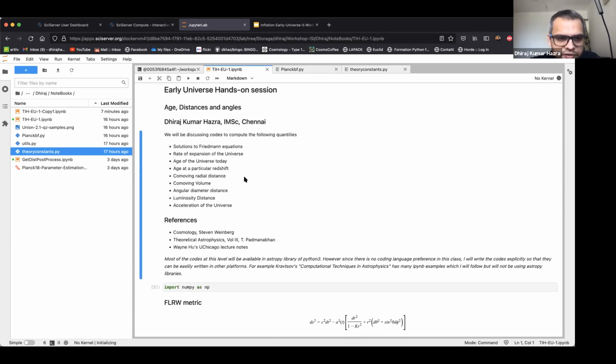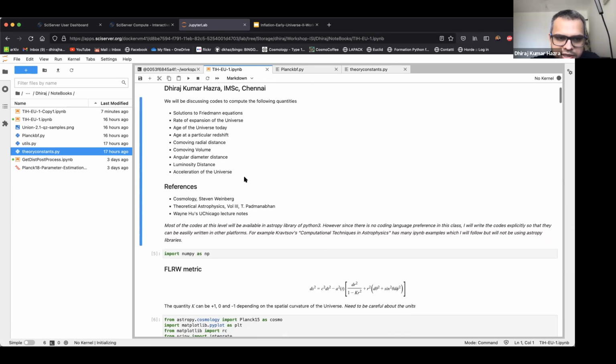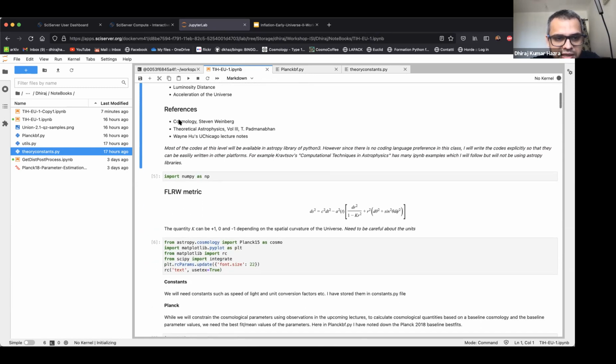Rate of expansion of the universe, age of the universe today, age at a particular redshift, curving radial distance, curving volume. Okay, volume I haven't calculated, you can calculate that. Angular diameter distance, luminosity distance, and acceleration of the universe, okay? And the references are Steven Weinberg's Cosmology and Padmanabhan's Theoretical Astrophysics, Volume 3.